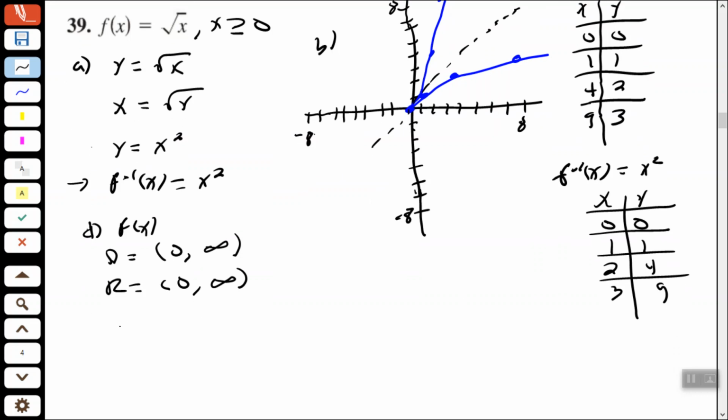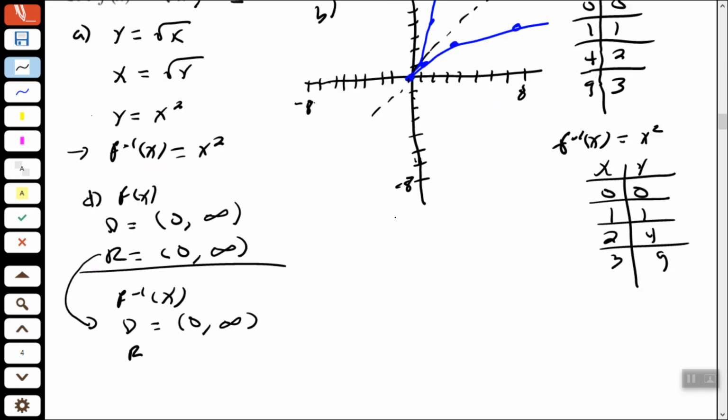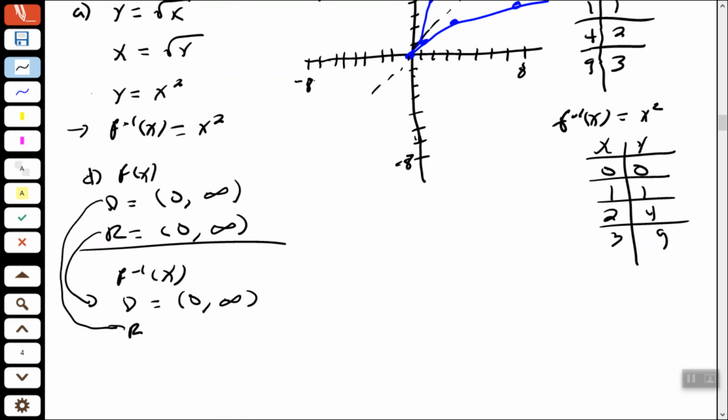All right, so for our inverse, we'll have just the opposite. So look at the range for the domain. It's 0 to infinity. And then you look at the original domain, and that will match up to the range of your inverse.